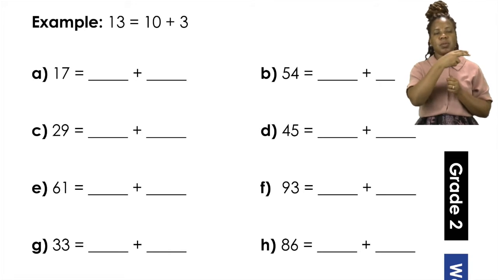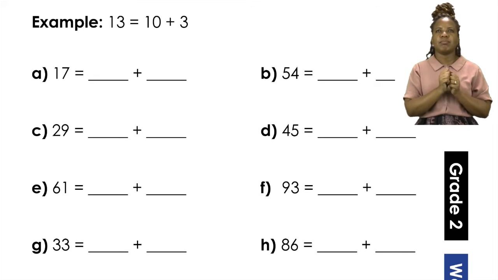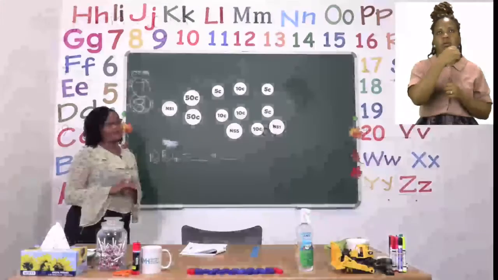Now we're going to do B together. B says 54 equals dash plus dash. So that's the one we're going to do together. So let's take a look at the board.